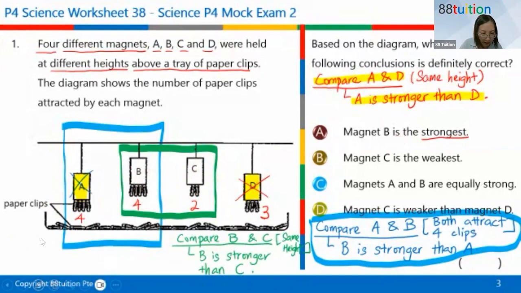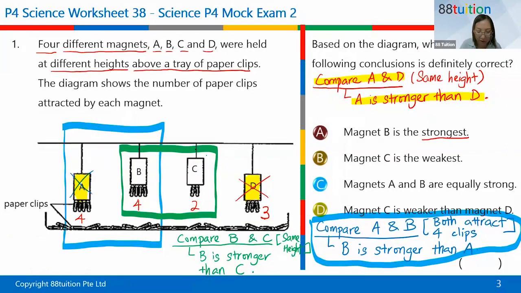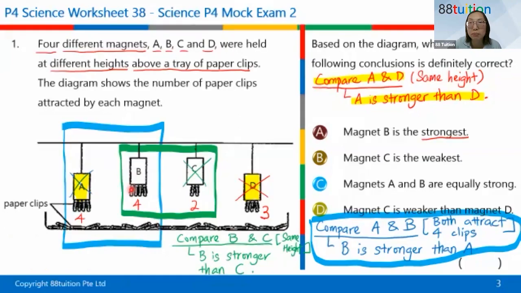All right, so if I were to cancel C, because B is stronger than C, then the only one that is not cancelled away, because I cancel A as weaker, C is weaker, D is weaker, the strongest will be B.